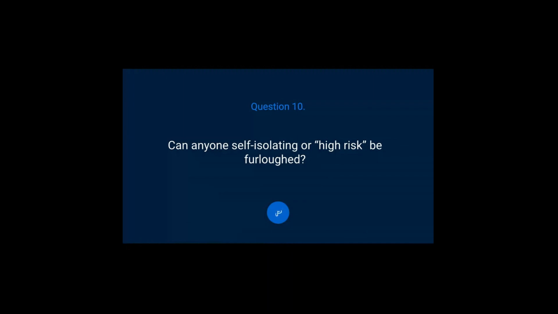So if there would still be work for the employee at the end of their leave, then the self-isolating or high-risk employee would not be able to be furloughed, as you can't use the reason of sickness or self-isolation to furlough the employee.